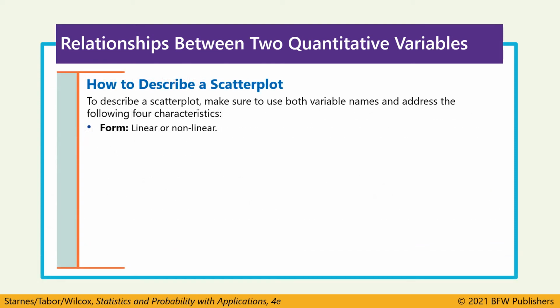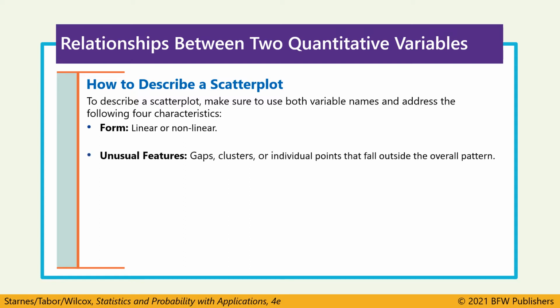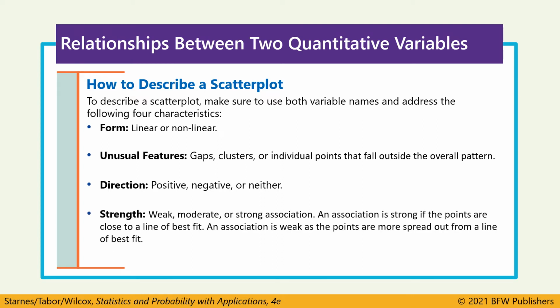So what do each of those components actually mean? Well, for form, we're going to say, is this a linear relationship or a nonlinear relationship? We want to see, is there an apparent curve in those scatter plot points, all right, or are they generally moving in the same direction in a straight line? Unusual features, we're looking for gaps, clusters, or individual points that just don't fit the rest of the pattern. Direction would be positive or negative, or in the case that it's just scatter with no discernible direction, we could say neither. And then strength, we pick one of weak, moderate, or strong.